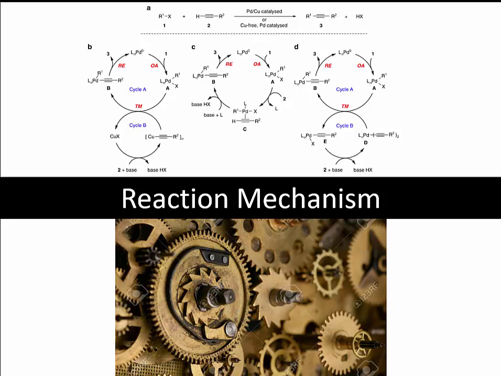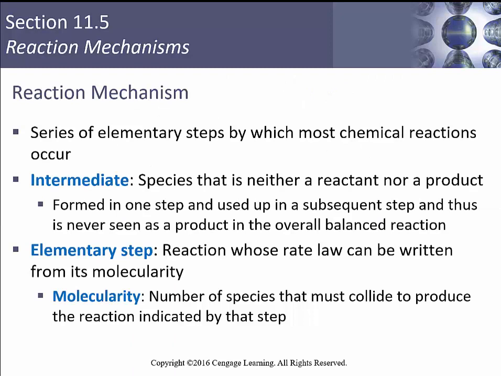Section 11.5, reaction mechanisms. A mechanism is a series of operations that make something happen, whether it's a mechanical mechanism in a clock, or a complicated biological mechanism. They're all things that happen in a particular order or a particular way. So a reaction mechanism in chemistry is a series of elementary steps by which most chemical reactions occur. These are usually going to have an intermediate, a species that's neither a reactant nor a product.